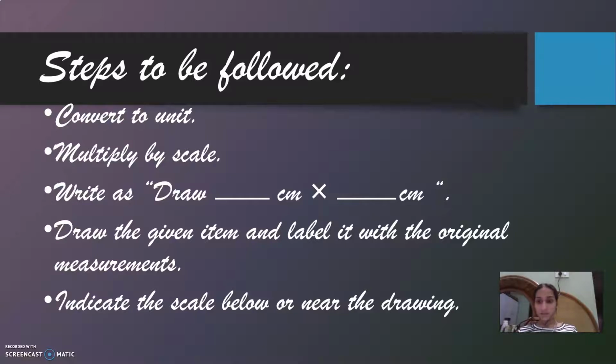And the fourth step is to draw the given item and label it with the original measurements, or indicate the scale below or near the drawing.